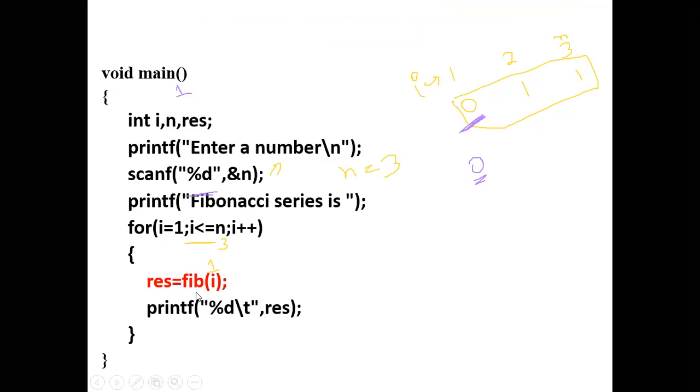So it will go to this function and we will print the value. Result is equal to 0. Again, the I value will get incremented and it will become 2. Next we are again calling this function fib with the value 2. I will become 2 now, and we are calling the function.